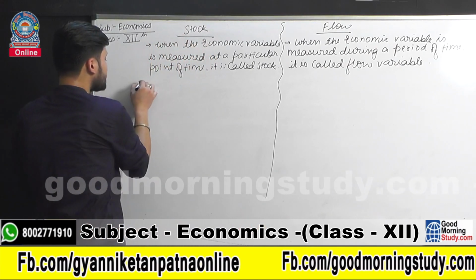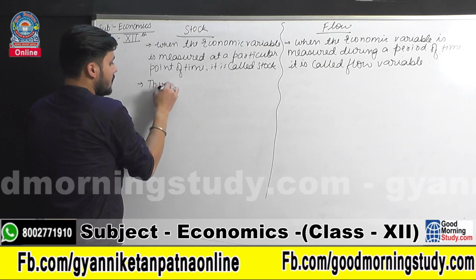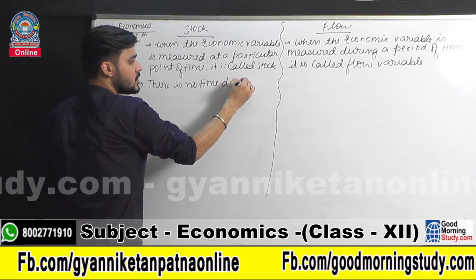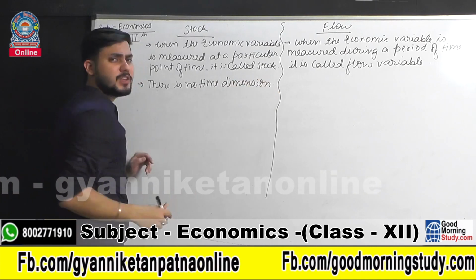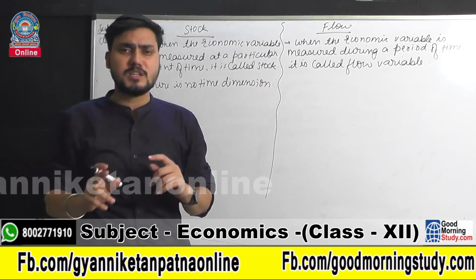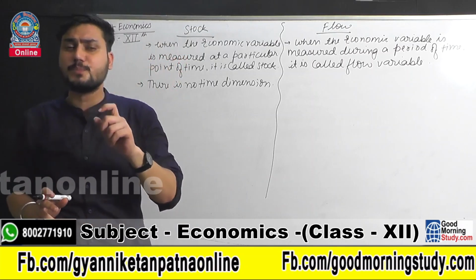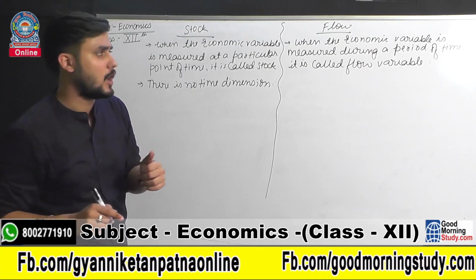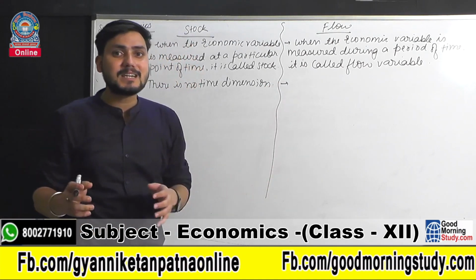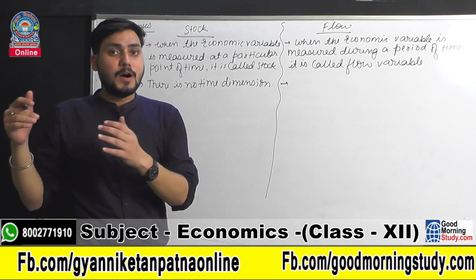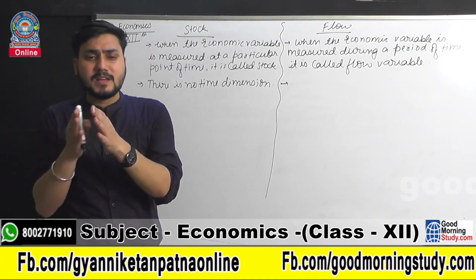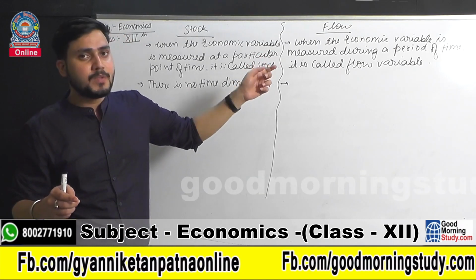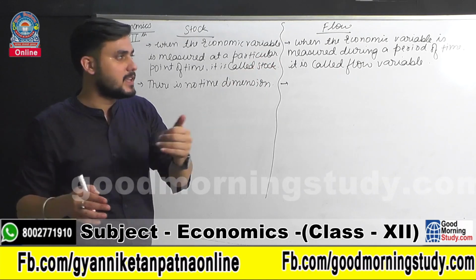Okay. So the next point is that in case of stock, there is no time dimension, because the value is measured at a particular point of time. While in case of flow, there is a time dimension, like per hour, per day, per month, per year. It means the time period over which the value is measured. So there is always a time dimension in case of flow.